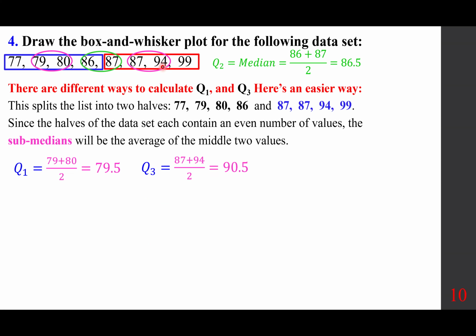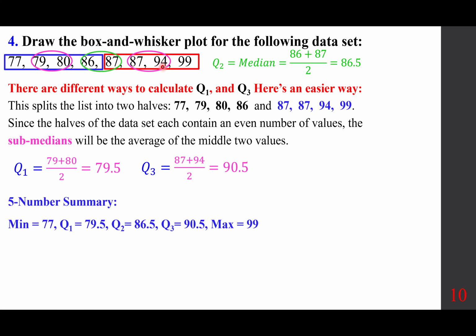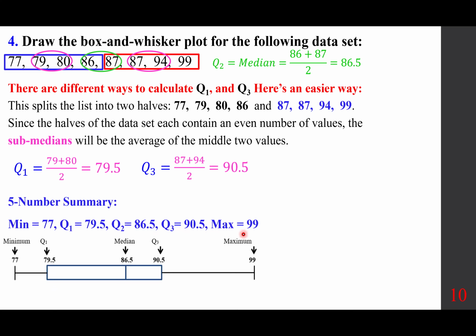So what are the numbers? The 5 number summary are the minimum, 77, Q sub 1, 79.5, Q sub 2, 86.5, Q sub 3, 90.5, maximum is 99. And you have a scale, and you do your best to put this in a proper scale. Otherwise, you can't tell what's going on.